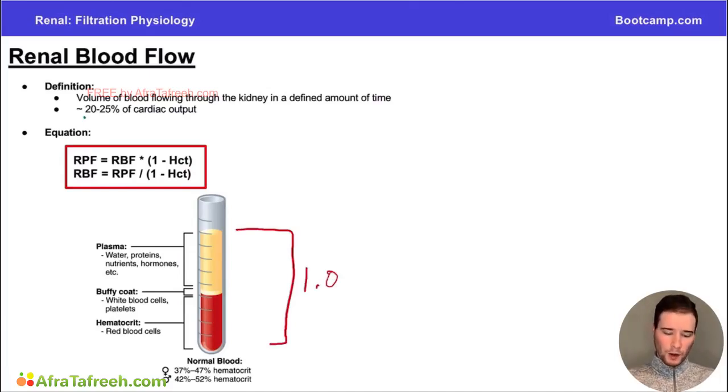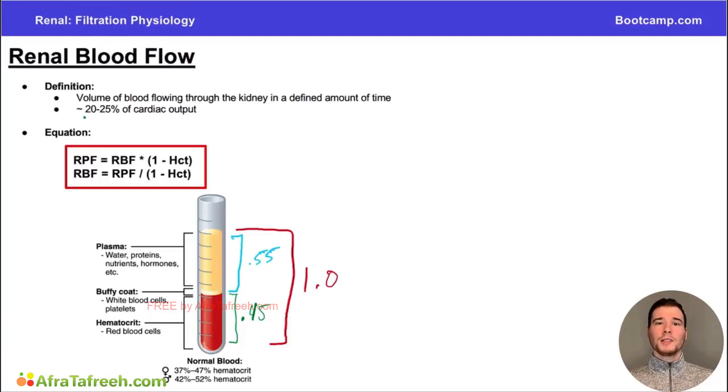Of this, approximately 45% or 0.45 is what's called hematocrit. So that's specifically our red blood cells. So blood composes our hematocrit plus our plasma, and the other 55% approximately is what is known as our plasma. So this includes our water, proteins, and various hormones.